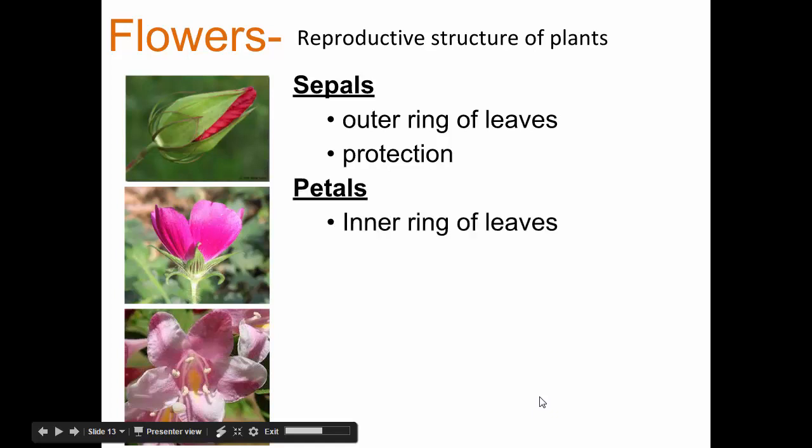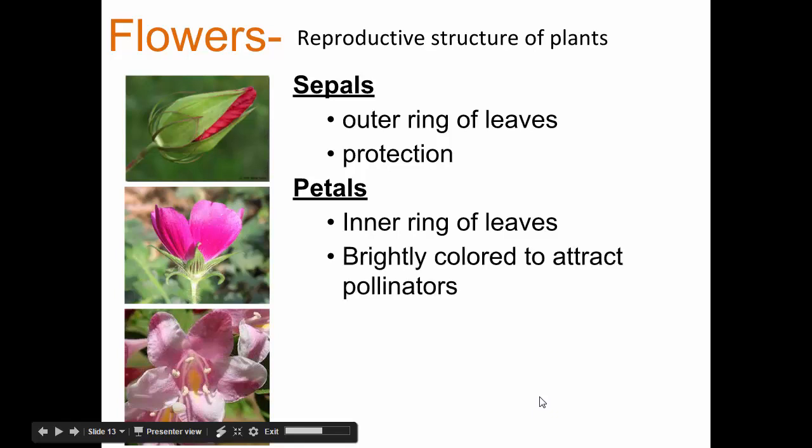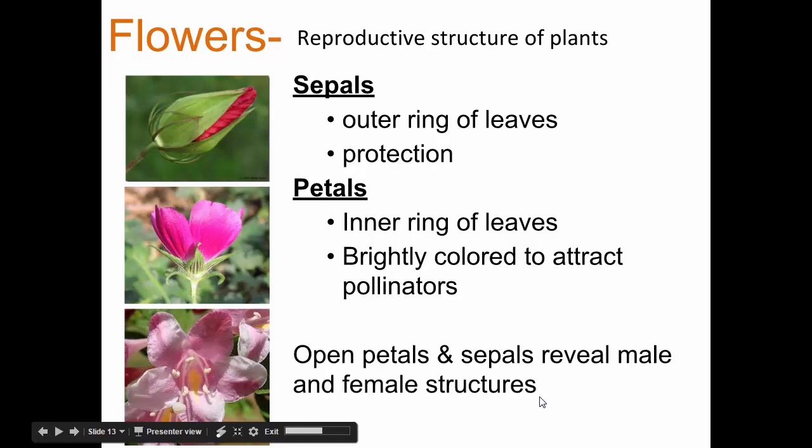The petals are basically leaves. They're often a different color, brightly colored or with a different pattern, but they're really basically leaves. And they're brightly colored often to attract pollinators. And as the flower opens up at the right time of the year, it exposes the reproductive structures underneath, which are the stamens and the pistil. You can see that.